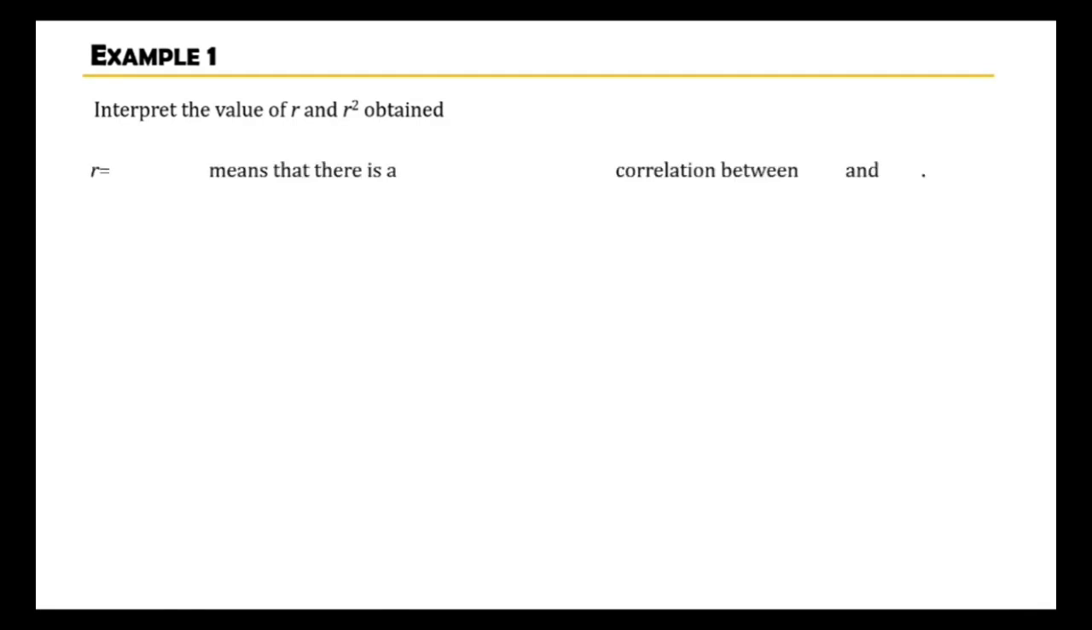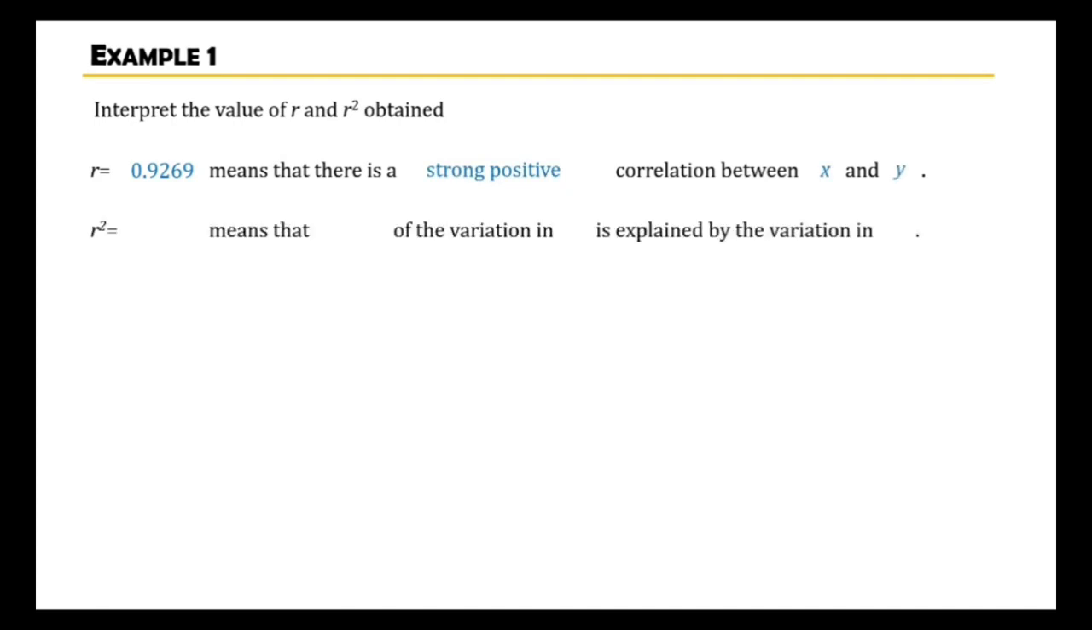So this is from the interpretations. R equal to 0.9269 means that there is a strong positive correlation between x and y. R squared equal to 0.8591 means that 85.91% of the variation in y is explained by the variation in x.